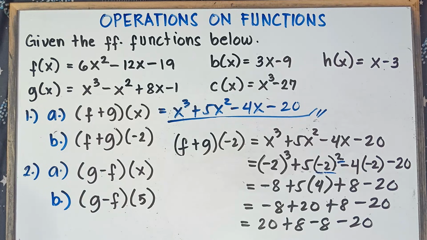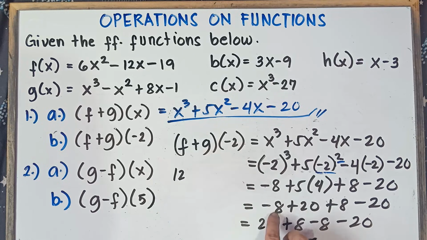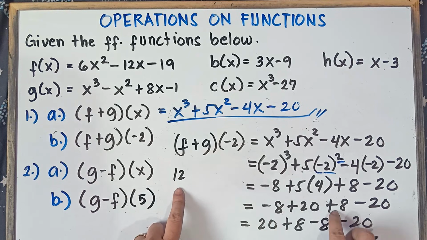Alright, so therefore, we can add this one. Once again, class, if you're good in this class, you can just simply add this one: negative 8 plus 20. Unlike signs, subtract. 20 minus 8 is 12. Now 20 is greater than 8, so we copy the sign of 20. So that would be positive 12. And then this one, positive 8 combined with negative 20.